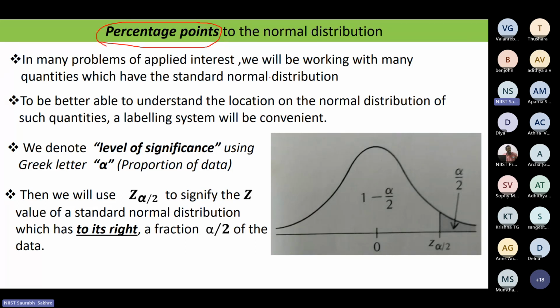I'll just read the line I have written, and you also read and try to understand. The first thing is this: in many problems of applied interest. Here you can see I wrote applied interest because I told you the last two classes are when we are actually going to apply. In many problems of applied interest, we will be working with many quantities which have the standard normal distribution. I told you that the normal distribution is actually the distribution of nature. Most of the time you will be encountering this distribution only.